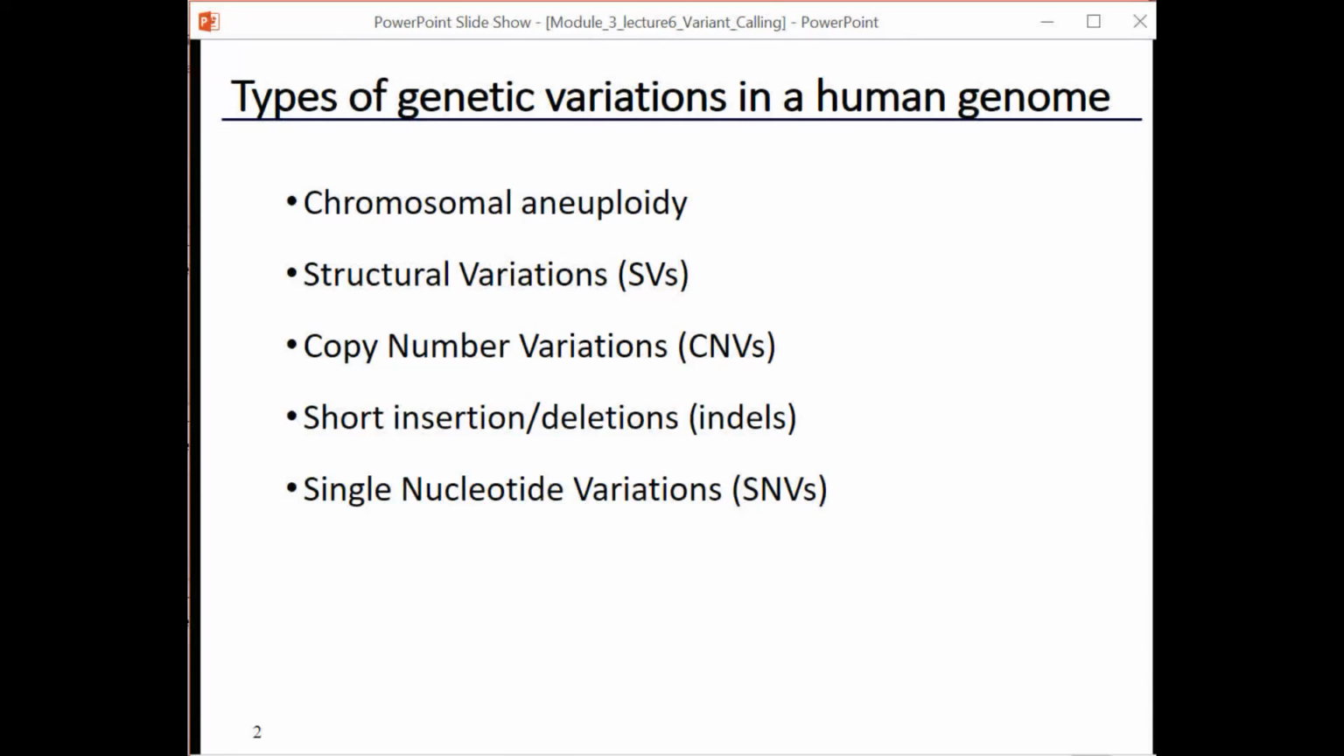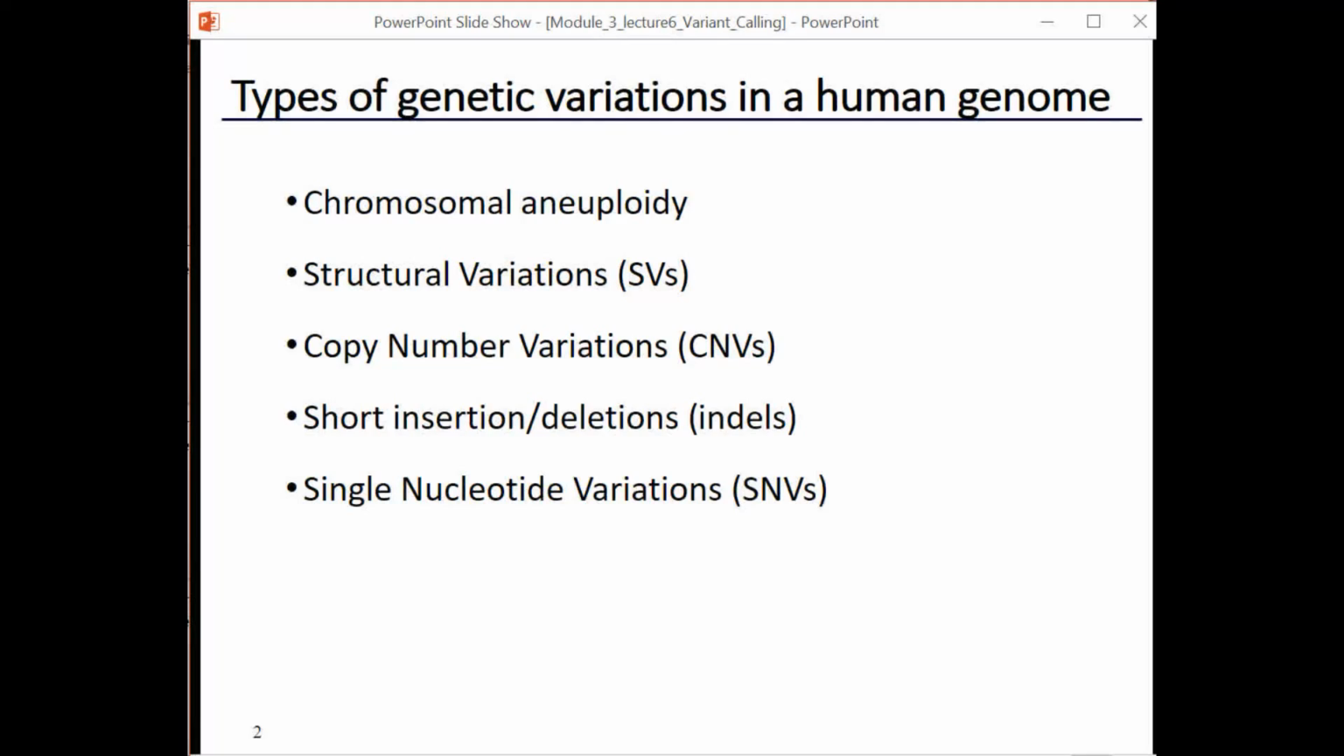There are many types of genetic variation. The most serious one is chromosomal aneuploidy. It's an abnormal number of chromosomes in a cell, for example, a human cell having 45 or 47 chromosomes instead of the usual 46. One example is Down syndrome. These children have 3 copies of chromosome 21.